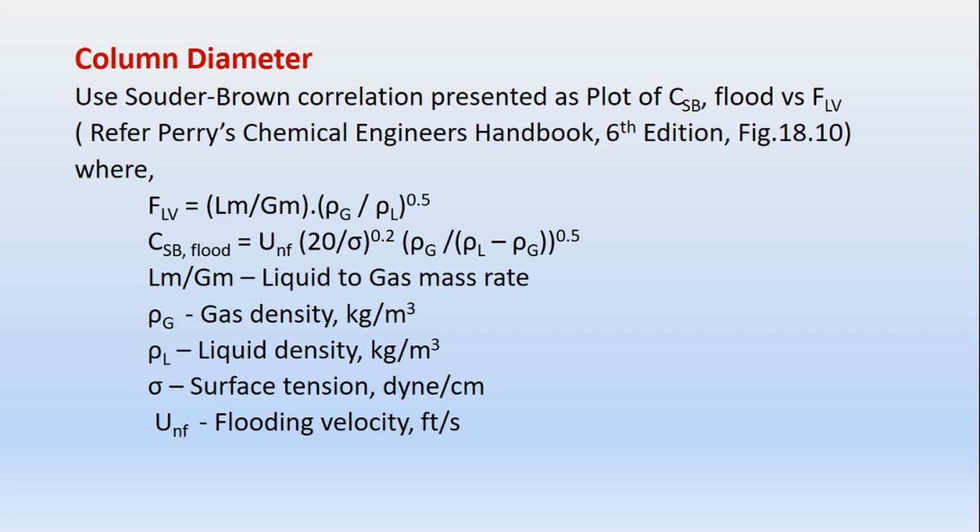And we have the liquid flow rate and the vapor flow rate in this distillation column, and for a given mass the volume of vapor is much larger than the volume of the liquids, so we are going to consider the flow rate of the vapor for determining the diameter of the column. Okay, so there is a correlation by Souder-Brown, which is transformed into a plot given in the Perry's handbook, and that plot is used to determine the diameter of the column.